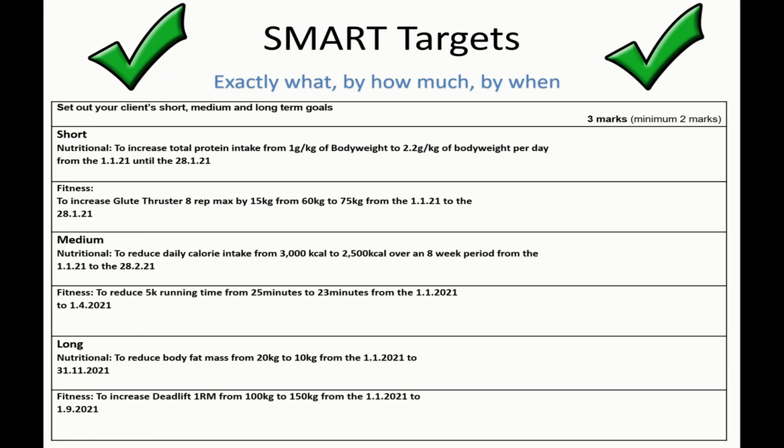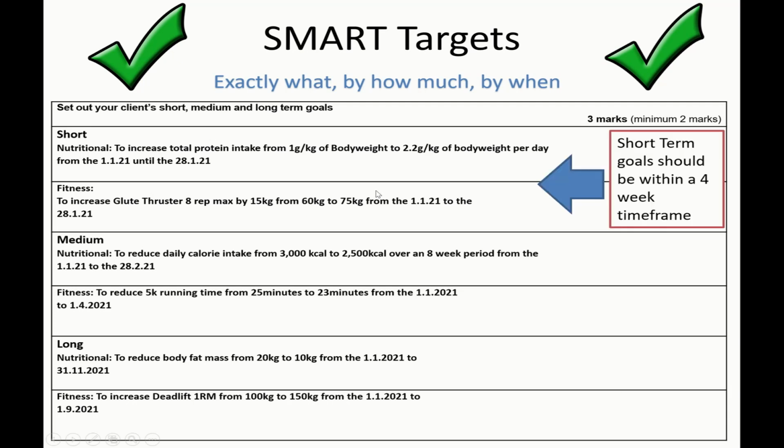Okay, so now that we've established what not to write, of course, we're going to provide some examples which would make the grade and fulfill all of the marks in the learner achievement portfolio. You'll notice here that the SMART targets do differ from the level 2 because there is both nutritional and fitness related goals which you need to link to your 8-week predictive program for your client. So when we talk about short goals, of course, just like level 2, these should be within a 4-week time frame, and therefore the dates that you put in must be within that 1-month period.